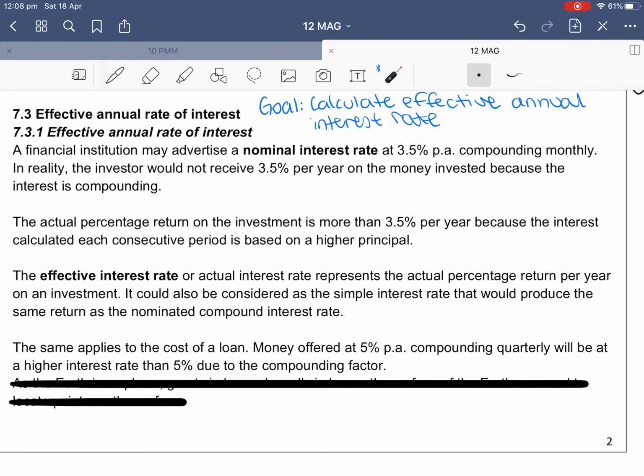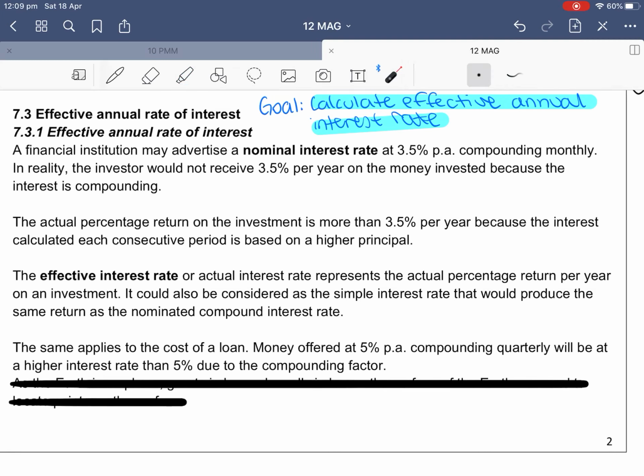Hey guys, welcome to lesson 2 where we're going to be having a look at the effective annual rate of interest. Our goal today is to calculate effective annual interest rate, and there is a formula for this and it's quite straightforward. So let's get stuck into it.